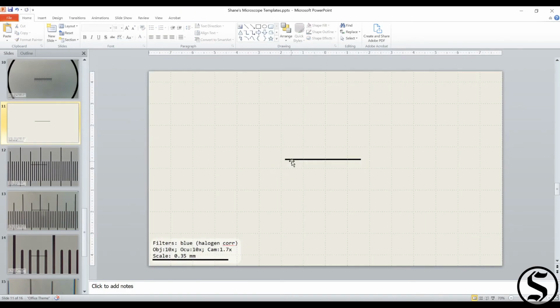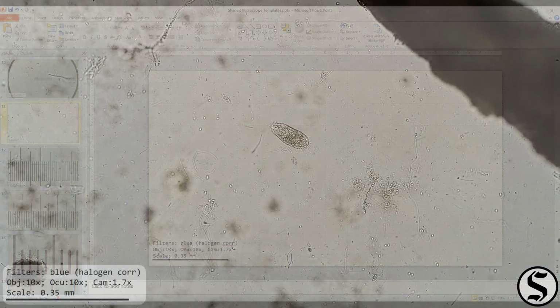Well, I hope that gave you some insight into the importance of scale bars, as well as why and how I use them.